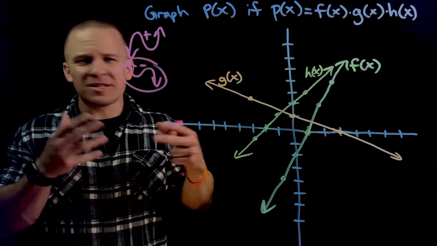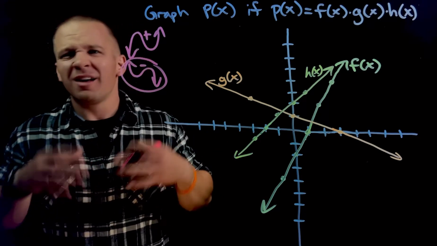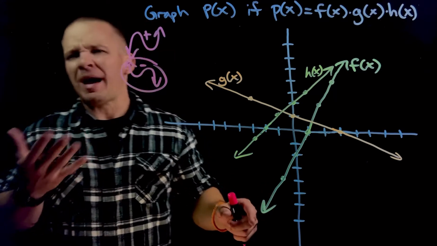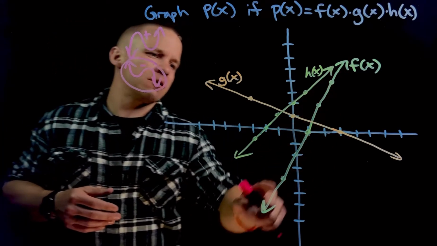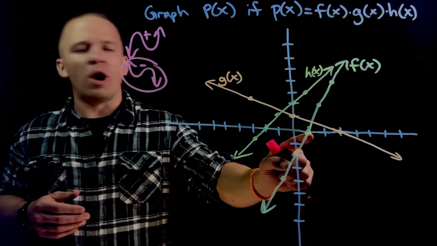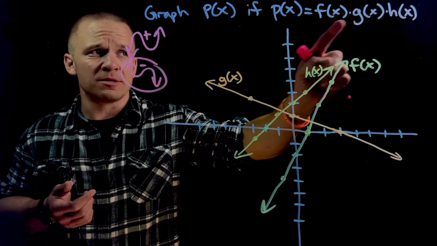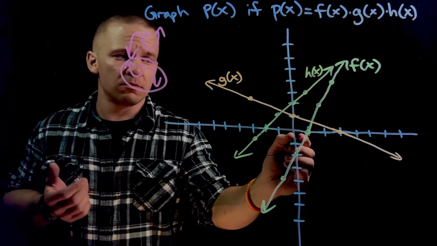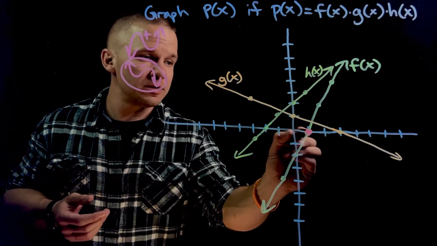Now, let's start plotting some points, shall we? I'm going to do some easy ones first. Easy-ish, right? I'm a math dude, so a lot of these things are easy. They're not always easy. Okay, so I've got f of x here. Well, if I plug in 1 for x, f of x, my function value is 0. And 0 times anything else is just 0. So do I even care what g of x and h of x are? No. It's just going to be 0 right there.